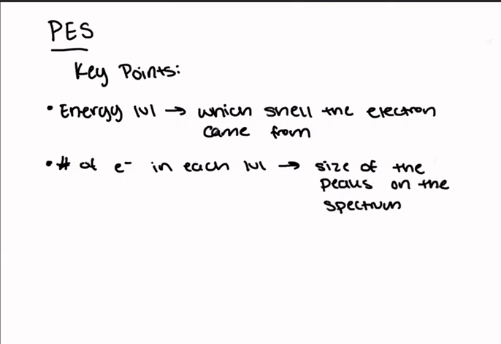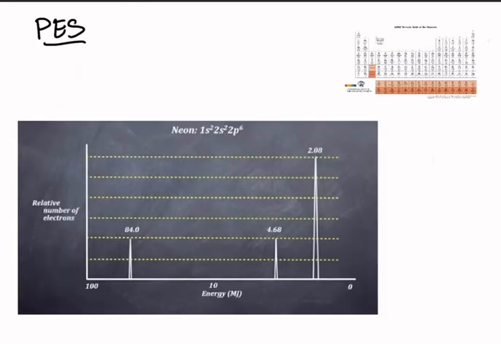An example of a photoelectron spectrum is neon. It has a peak for the 1s electrons, the core, which are very tightly held, and a peak for 2s and 2p. Those were the valence electrons. They're easier to remove. So let's connect this to the periodic table.